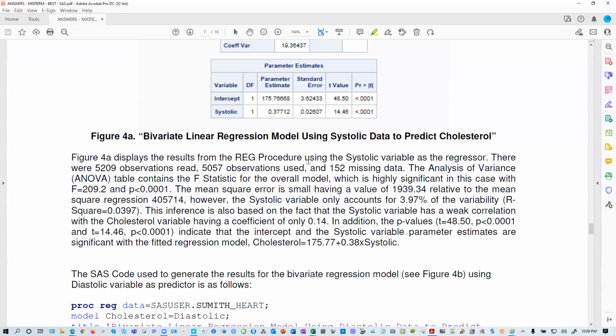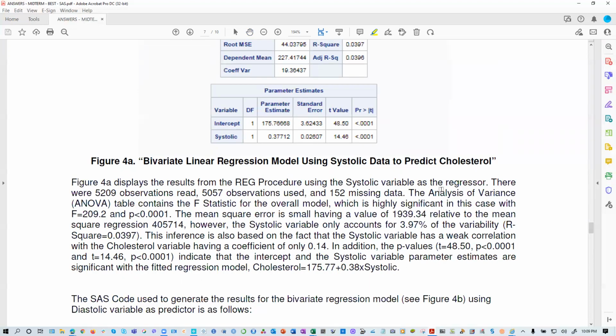Look at figure 4a, which displays the results from the regression procedure using the systolic variable as a regressor. They have 5,209 observations read, 5,057 observations used, and 152 missing data. That missing data is being imputed with zero or the average. The analysis of variance table contains the statistic for the overall model, which is highly significant in this case because the p-value is extremely small.